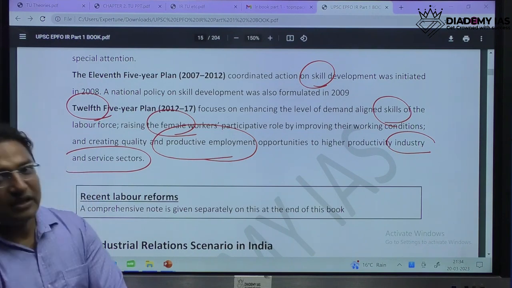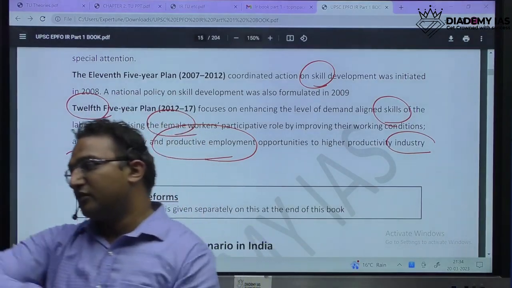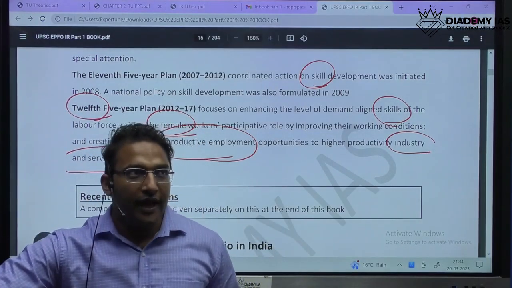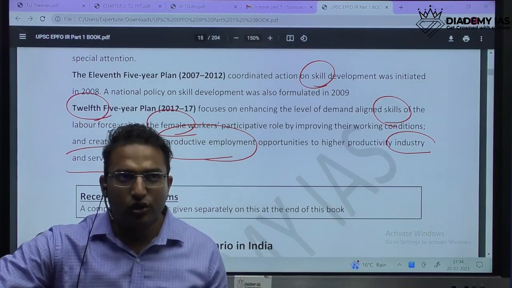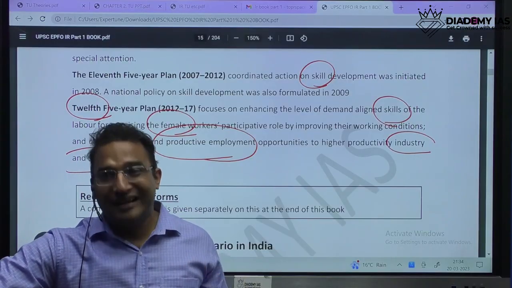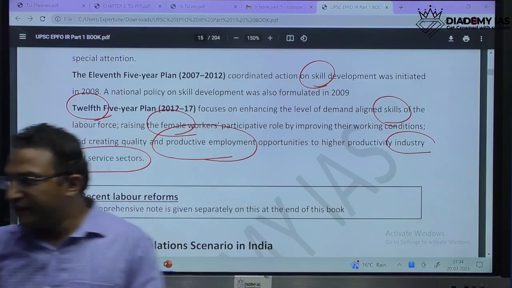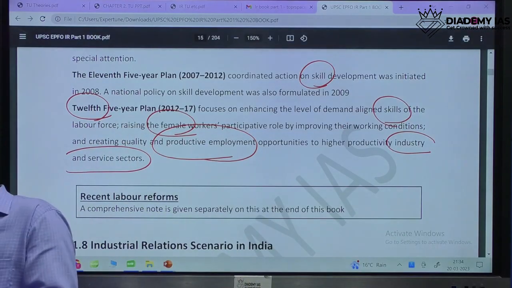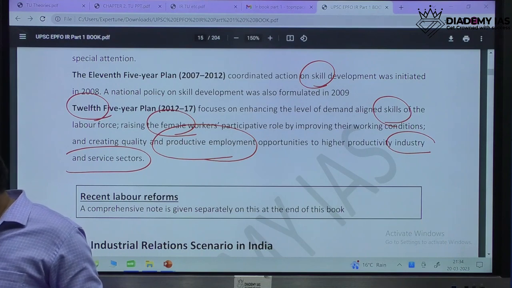Okay, so basically they will not ask you what happened in which plan exactly, but definitely you should get an idea. And they will not ask you a very highly factual question that what was the focus in this plan, but you should get an idea. Maybe they will ask you certain indirect questions which you can answer with the help of this discussion. Okay, so this is basically the 5-year plan evolution of the IR.